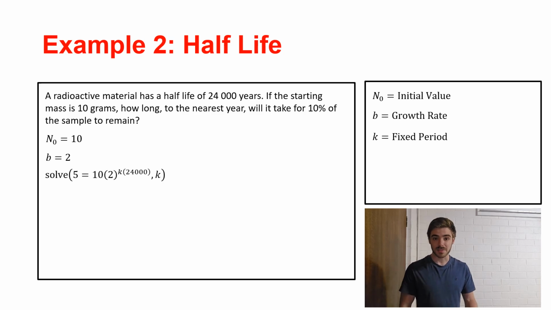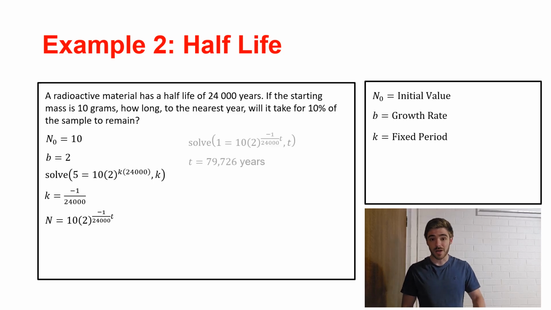When we plug that into the CAS and solve, we're going to see that our k value is -1 over 24,000. See the pattern? That's the advantage of choosing a base of 2. Now that we have k, we've figured out the rule of our exponential. This question in particular is asking us to figure out how long it's going to take before our radioactive material decays to 10% of its initial value. So basically, this means we want to figure out how long it takes to go from 10 grams down to 1 gram, since 1 gram is 10% of 10 grams. So we're going to sub in n equals 1 into our equation and then solve on the CAS, and that's going to give us a time of approximately 80,000 years.